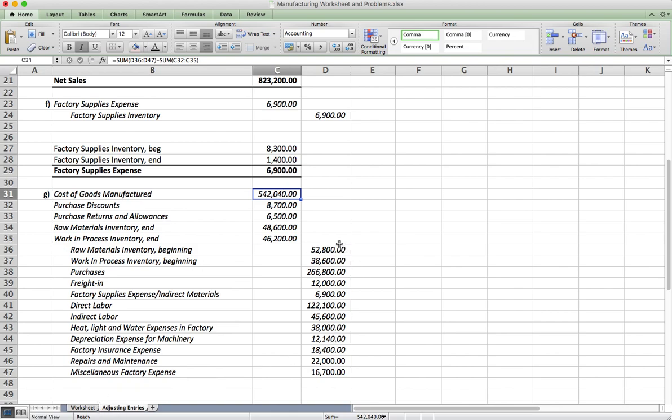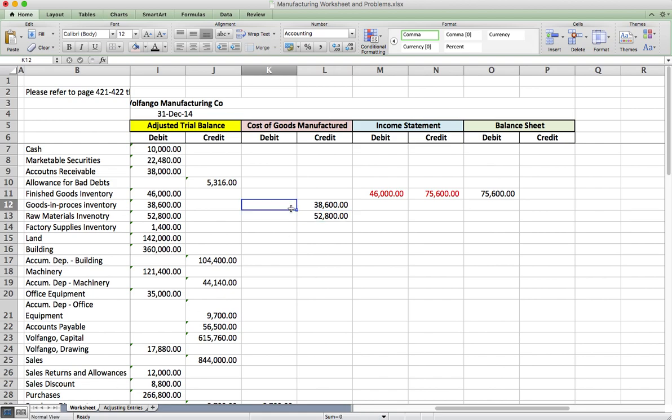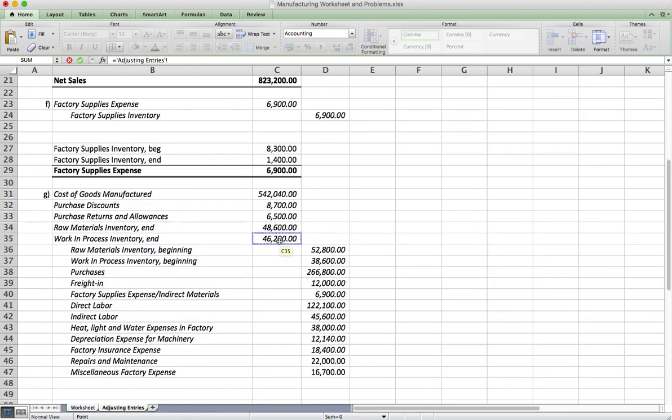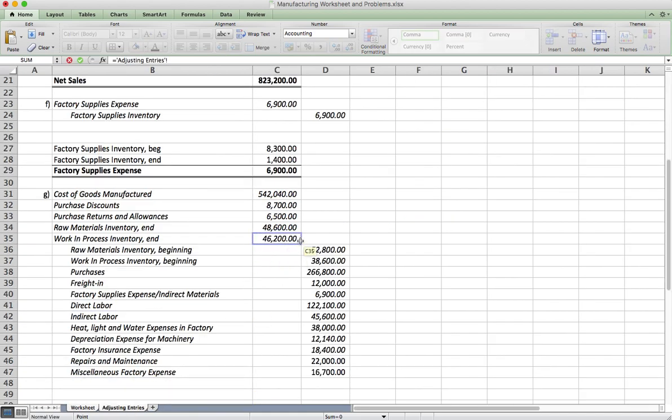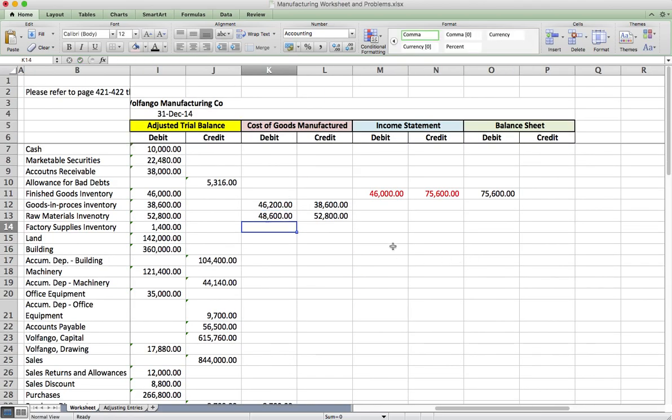Sorry, po. Inuna ko pala yung beginning balances, kinredit. And then, set up natin yung ending balance. Magkano yung ending balance? 48,600. Ending balance debit. So, ang lalabas dapat sa worksheet, sa balance sheet, ay yung ending balance mamaya. Goods in process or work in process, 46,200. And then, raw materials inventory, 48,600.